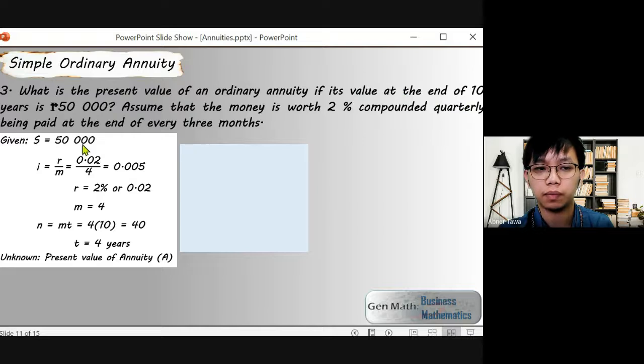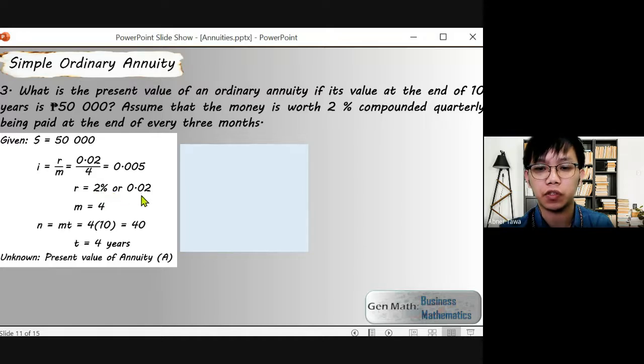Therefore, that will be the 50,000, because the amount of annuity is the amount that we're going to have at the end of the term of annuity. And the present value is the one at the start of the term of annuity.